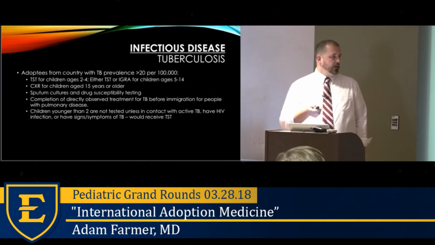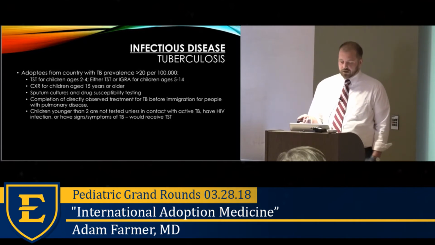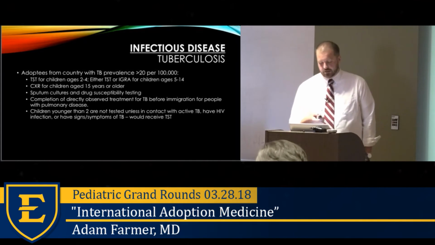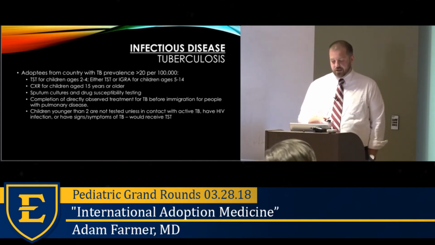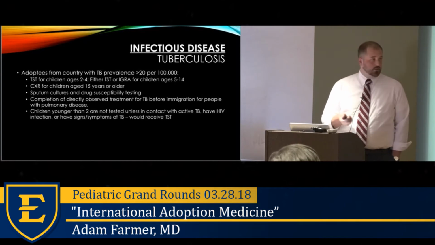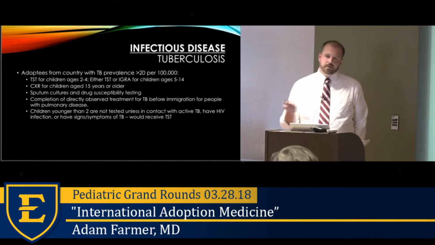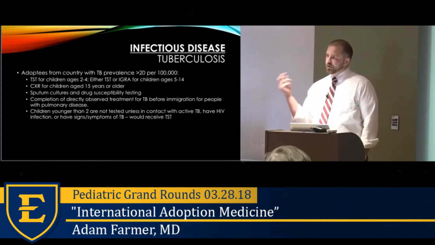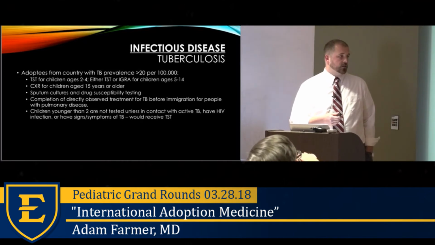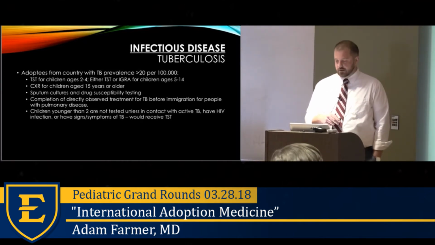immigration. And for children younger than 2, the Red Book recommends not necessarily testing unless they have come into contact with active TB, have an HIV infection, or have signs or symptoms of tuberculosis. You have to remember too that oftentimes these kids are coming from very crowded orphanages, so you need a pretty low threshold for checking for tuberculosis. You would do that in this age group with a tuberculin skin test.